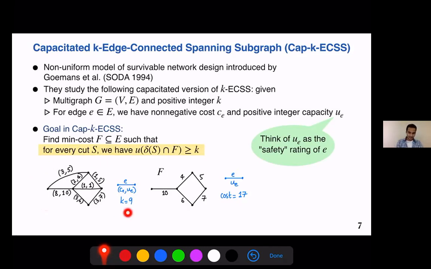Again, I've drawn a figure in case you need more clarification with the definition. I'd like to remark that buying an edge E costs C_E and gives capacity U_E. Fractional buys are not allowed, and at most one copy of an edge can be bought.